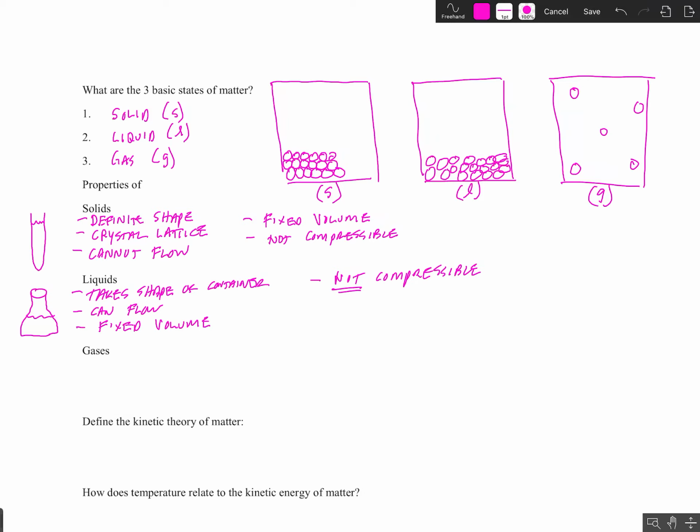Do gases have a definite shape? No, they don't. They also take the shape of their container. So take shape of container. Of course, they can flow past one another.